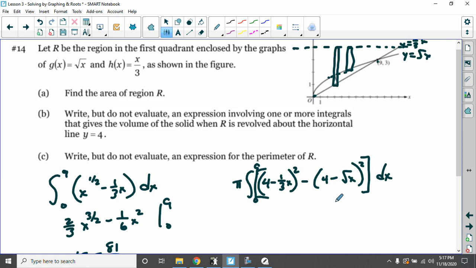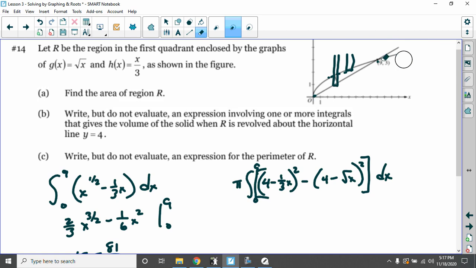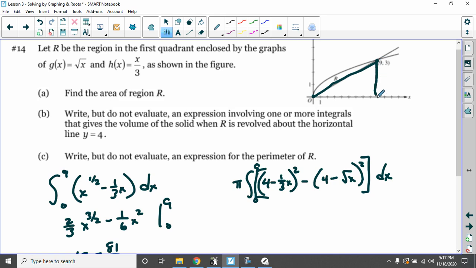And then finally, part C asks us to write an expression for the perimeter of R. You could use the arc length formula twice. Since this one here is a straight line, usually you won't see this part written as an arc length, as an integral. So that distance, we can set up a right triangle here. This side's 9 and this side's 3.